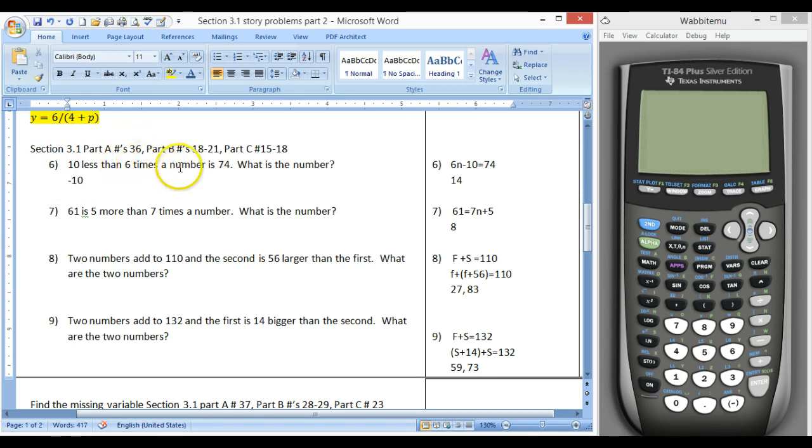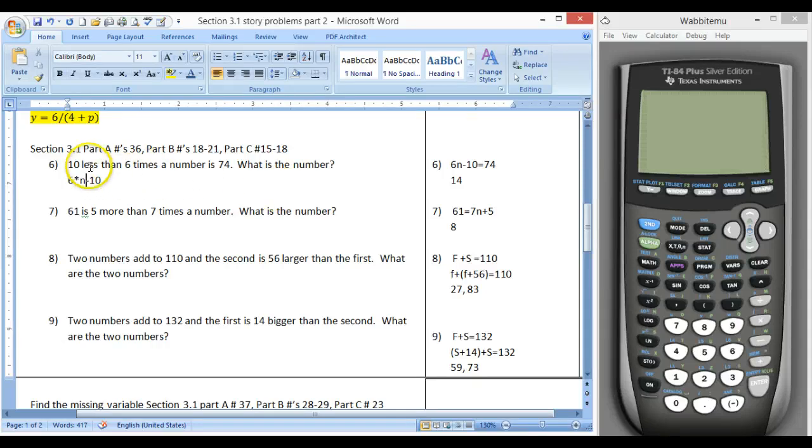6 times a number. Well, that tells me exactly what I need to do. 6 and times. So I need to do 6 times a number. Well, it didn't tell me what the number was, so I'm just going to put some random variable down. I'll pick n to stand for number just because.